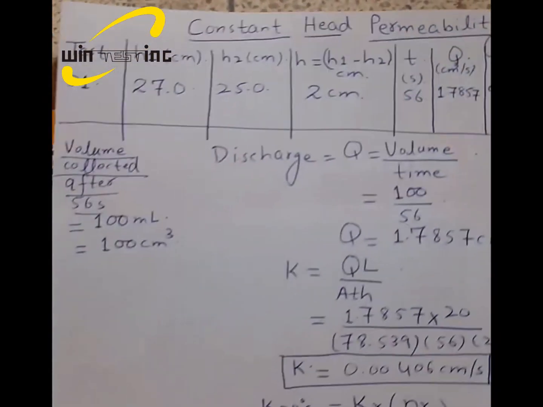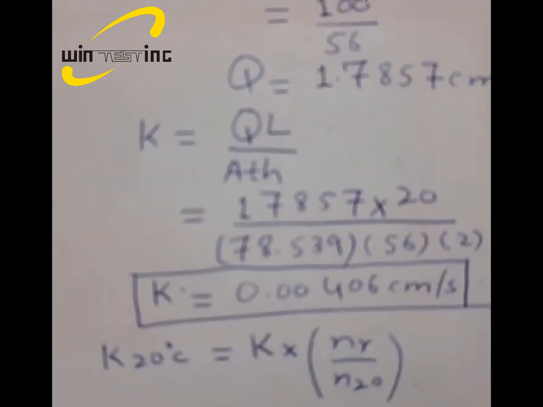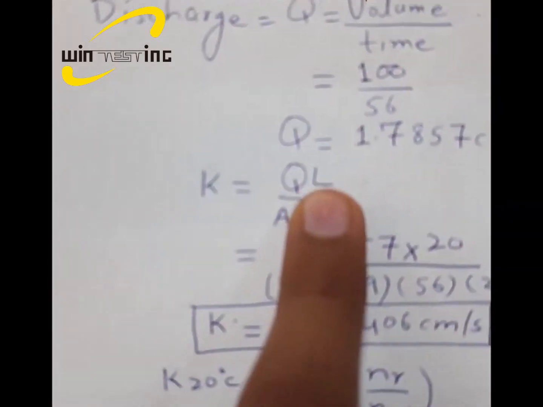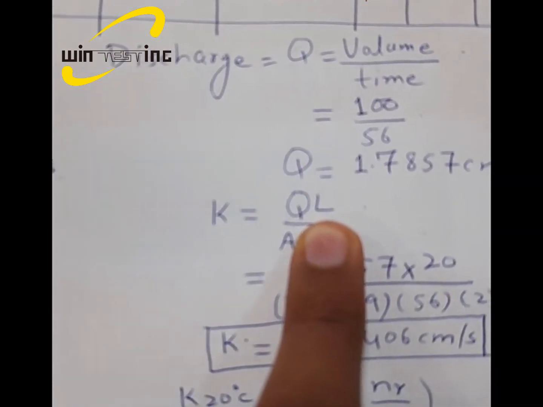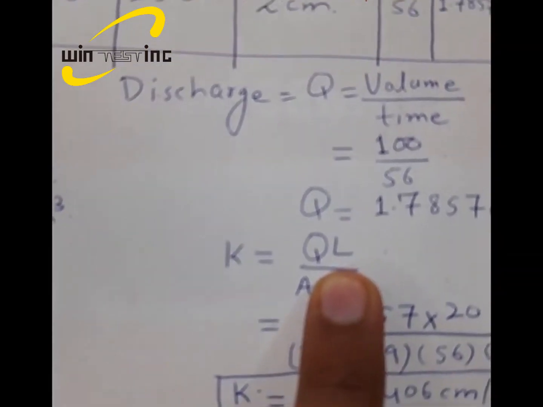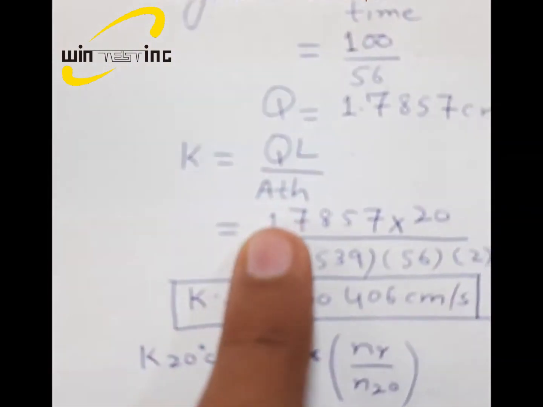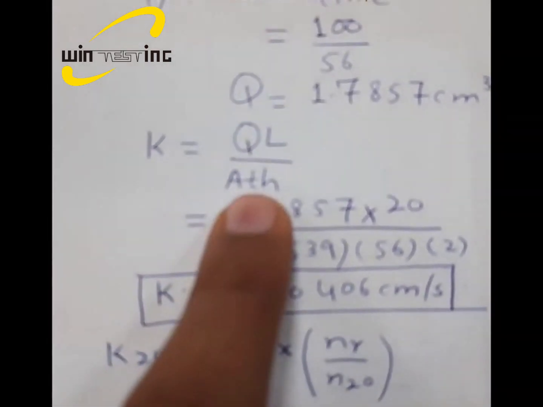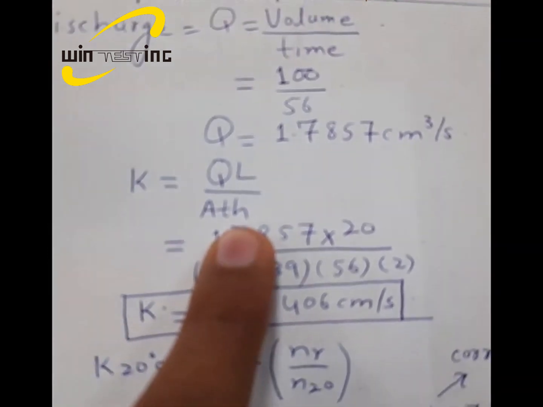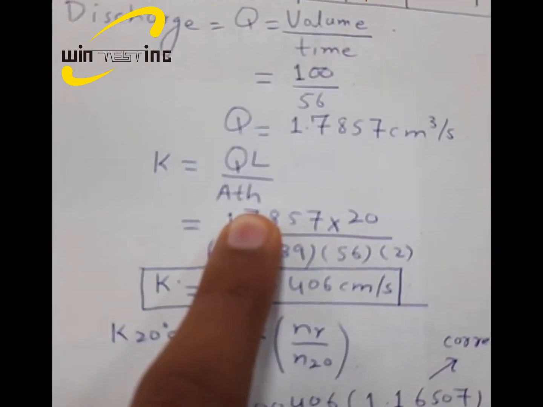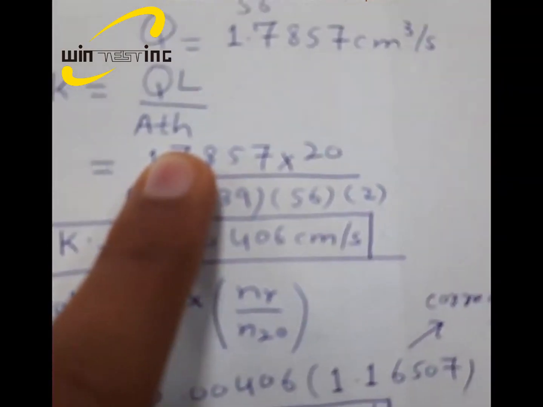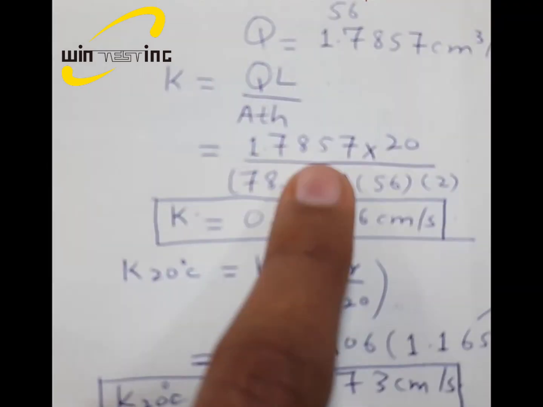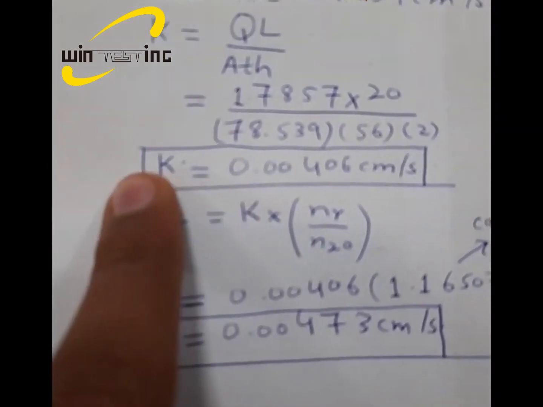Now we need to find out the K value at the temperature, that was 14 degrees Celsius. So how do we find out the K value? The formula of K is QL divided by ATH. L is the length of the soil sample, that was 20 centimeter, and Q we have calculated. Now we have area that can be calculated from pi r square. We have the time, 56 seconds, and we have the H value, that is head difference, that was 2 centimeter.